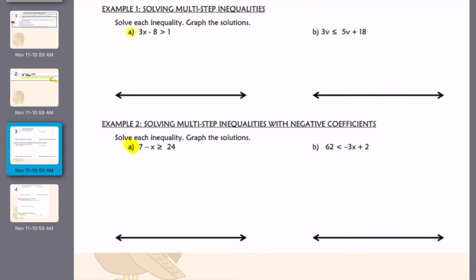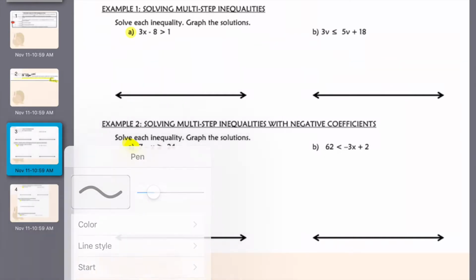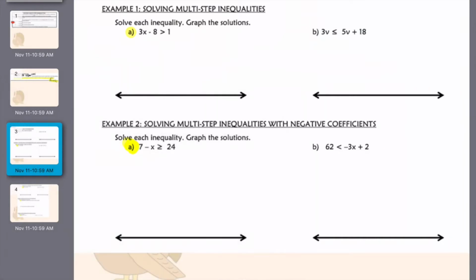Solve each inequality and graph the solution. My example is 3x minus 8 is greater than 1. The first thing that I'm going to do is the opposite operation. I'm going to take all of my numbers that don't have variables and put them on the same side. So I'm going to add 8 on both sides. So this is now 3x is greater than 9. And I just need to divide both sides by 3, and I get that x is greater than 3.